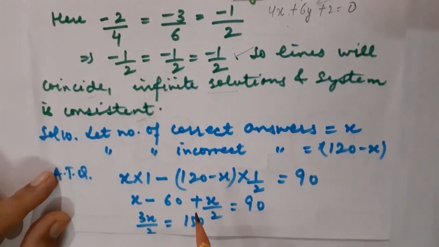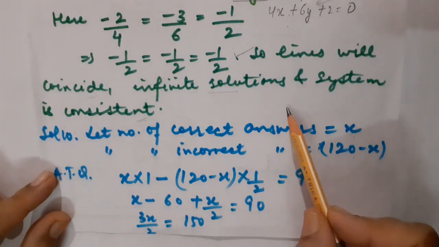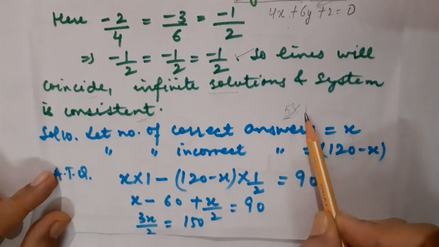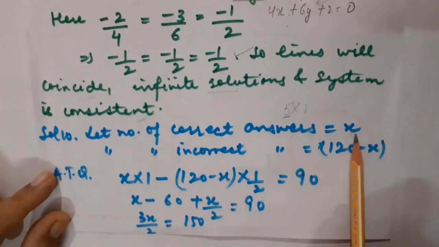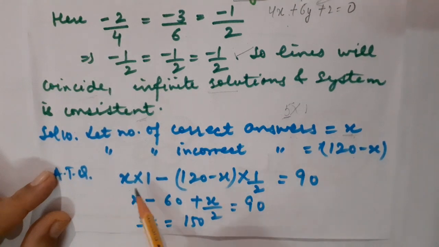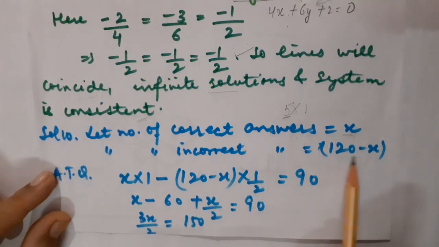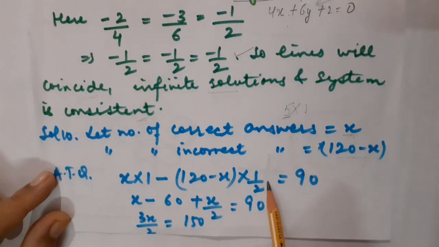Let us talk about the marks. Suppose if my 5 answers are correct and 1 mark is awarded for each correct answer. So marks will be 5 into 1. Correct? In the same manner, here correct answers are x. 1 mark is awarded. So it will be x into 1. Now I have to put here minus sign because these many marks will be subtracted as the child has given wrong answers. So 120 minus x are wrong answers and half mark is deducted for each.